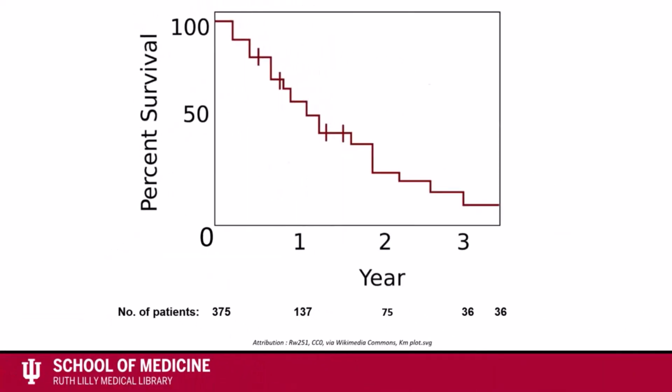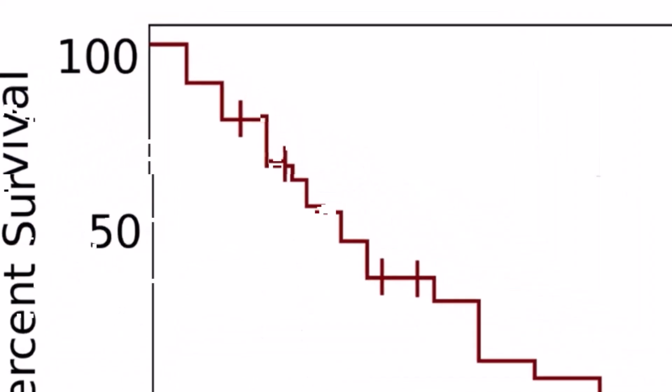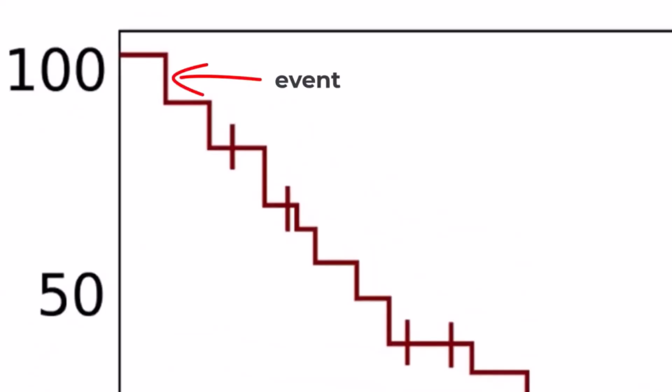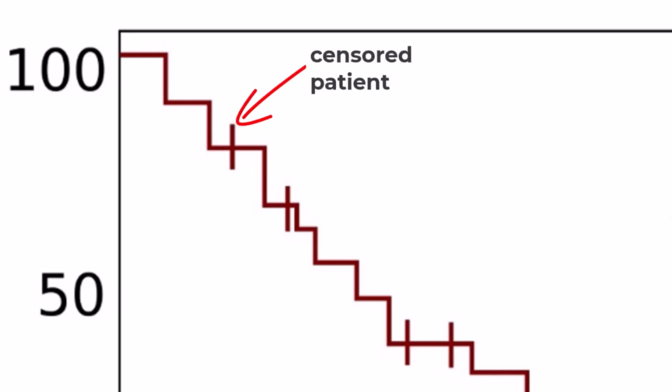This is a very basic survival curve, or Kaplan-Meier curve. On the x-axis, time is measured in years, and on the y-axis, survival is measured between 0 and 100%. Each step downward represents an event, often mortality. However, it can be other events, both positive and negative. The tick marks in the middle of some of the horizontal lines represent censored patients. We'll go over what censoring means a bit later.